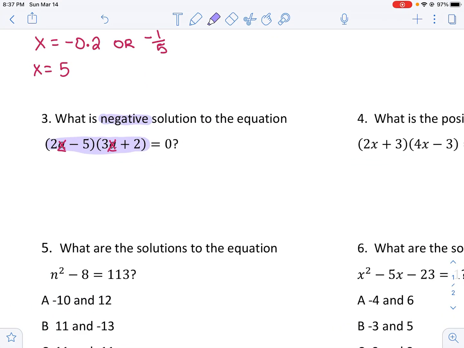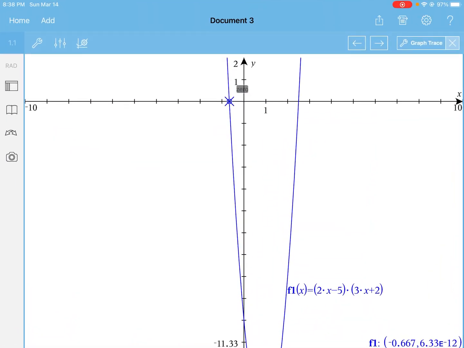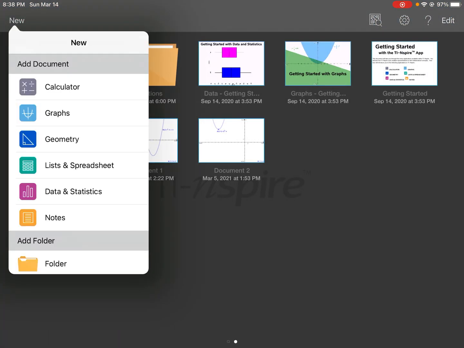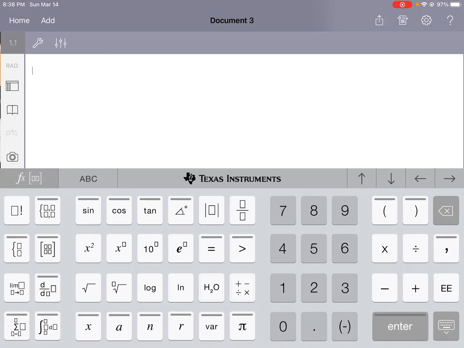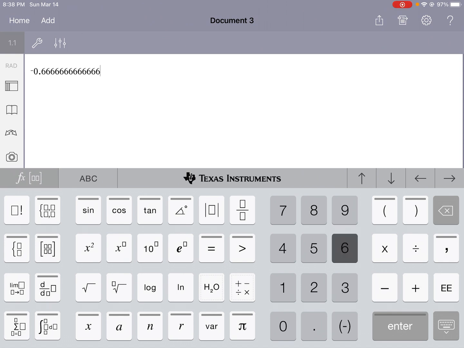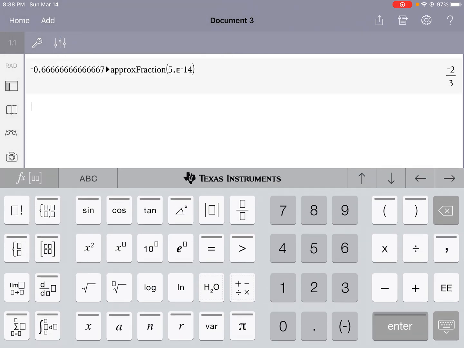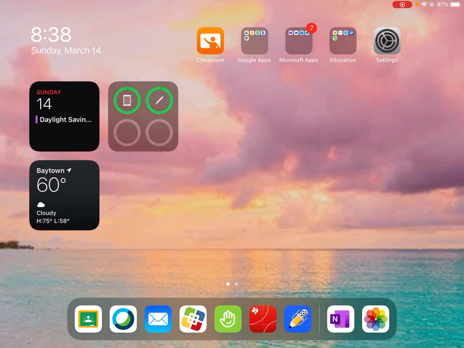So x equals negative 0.667. I need to change that to a fraction. When you see something like that, that means it's a repeating decimal. So the more sixes you type in, the better it's going to be able to approximate that decimal for you. So I'm just going to type in a bunch of 6s and then a 7, and I'm going to go to Menu, Number, Approximate to Fraction, Enter, and I get negative 2/3.